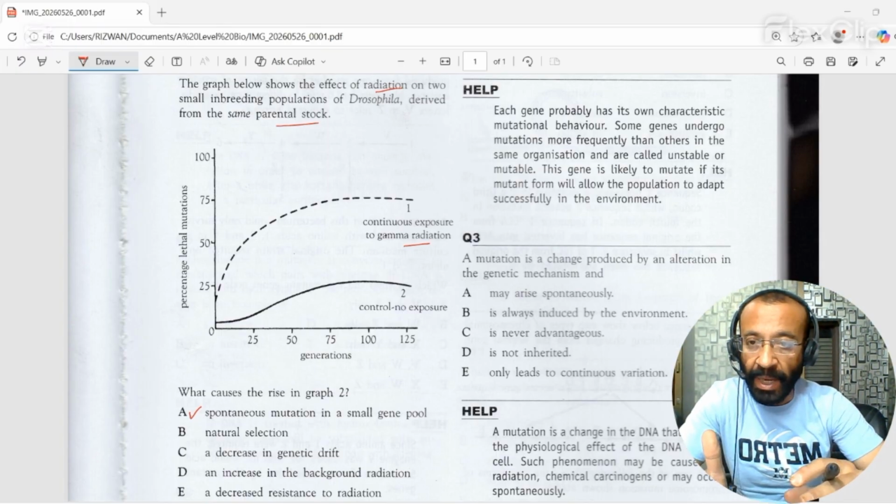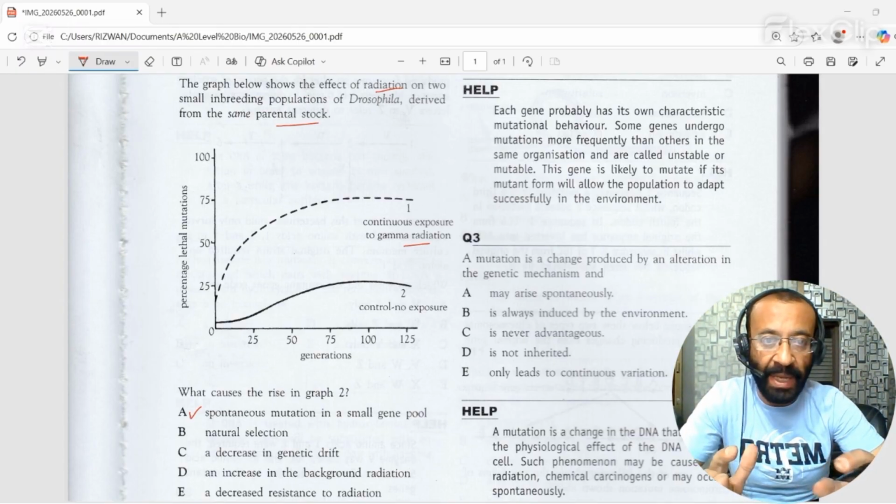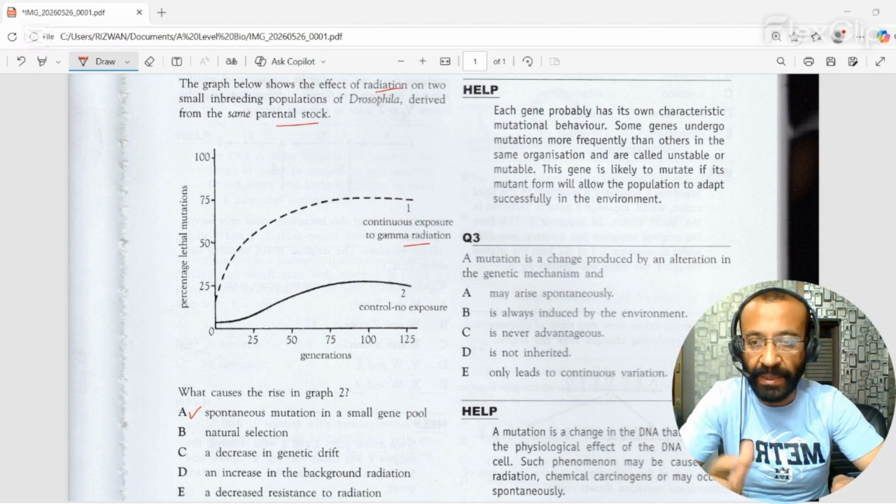Whereas part C is incorrect, a decrease in genetic drift. In small populations, genetic drift actually increases, not decreases. Genetic drift can cause random fluctuations in allele frequencies, but it does not directly explain a steady, consistent rise across the generations, like spontaneous mutations and inbreeding do here.